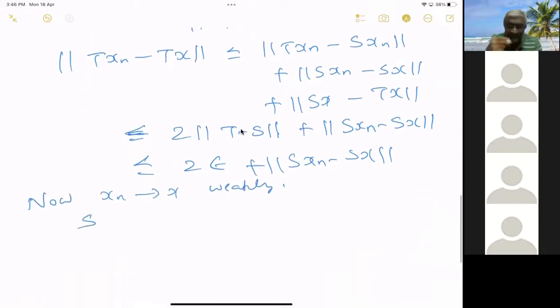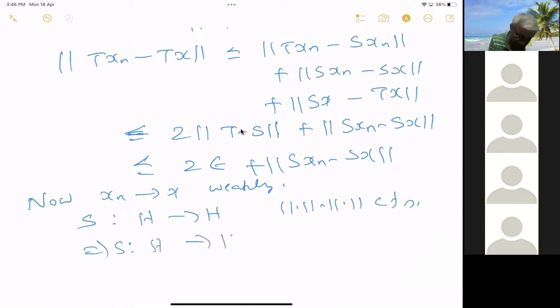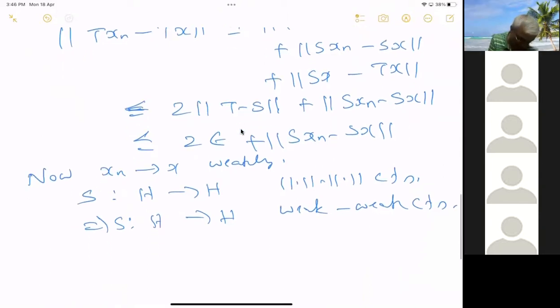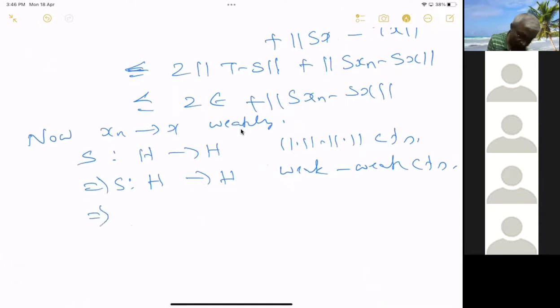S is a finite rank operator, so in particular it is bounded. It's a bounded operator. So S from H to H is norm continuous. So this implies S from H to H is weakly continuous. This we showed in the last class. If you put the weak topology on both sides of H, domain and range, then this is continuous. So since xn converges to x weakly, this implies Sxn converges to Sx weakly.